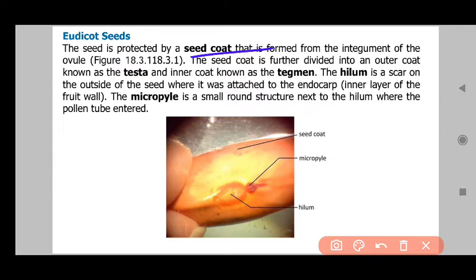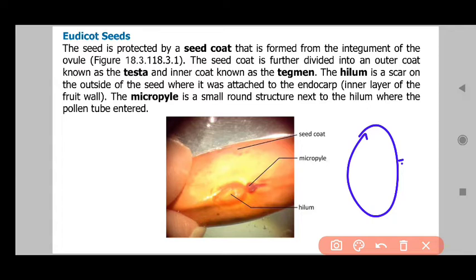The seed coat is further divided into the outer layer, known as testa, and the inner coat, known as tegmen. And hilum is a scar-like part outside of your seed where it was attached to your endocarp, that is the fruit wall. Okay, how does the hilum form? Hilum forms from the maturation of your seed. How that happens, we will see next.